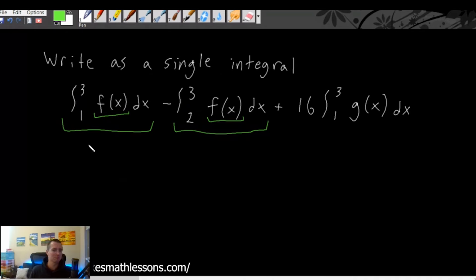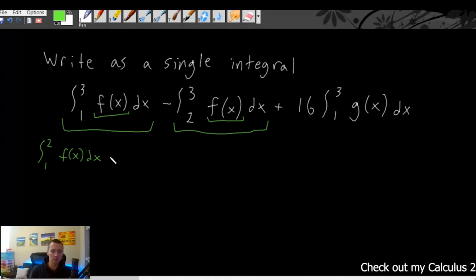So there's a couple ways you could think about this. The most intuitive would probably be to, instead of thinking of this as the integral from 1 to 3 of f of x, think of it as, and this is one of the properties on my study guide, the integral from 1 to 2 of f of x dx plus the integral from 2 to 3 of f of x dx.